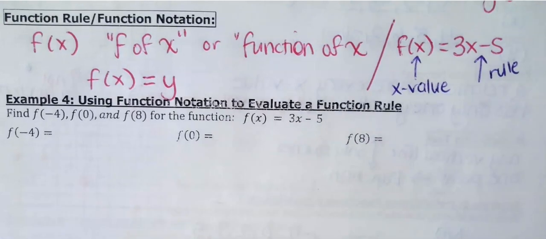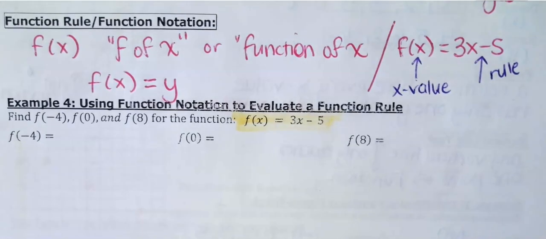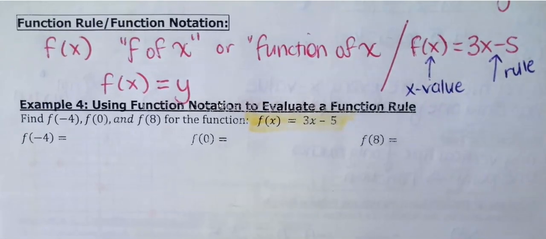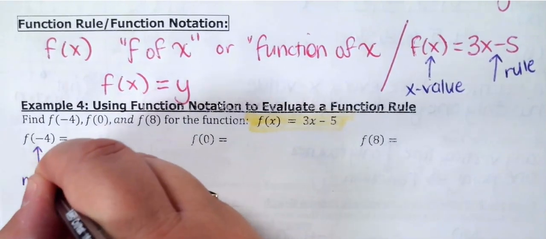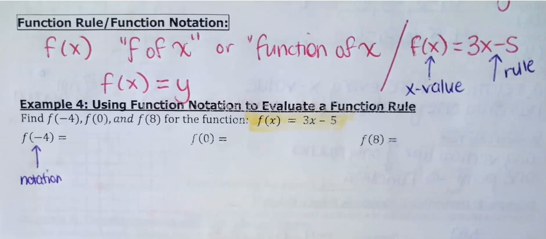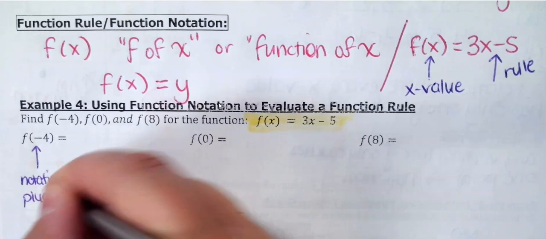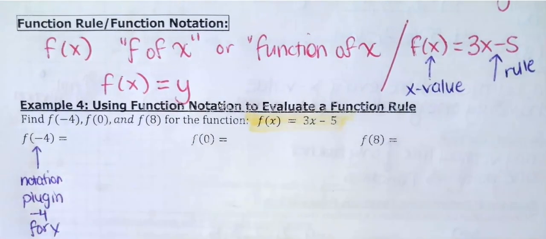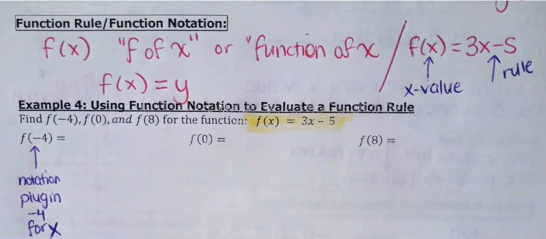So here's all I have. This just says f of x is 3x minus 5. That's all it says. You've got to remember, this is just notation. We're not solving for f. It is not a variable. What this means is plug in -4 for x in the function rule. That's literally all that means. We're not even going to do anything with that side of the equation. That notation just means plug in -4 for x.